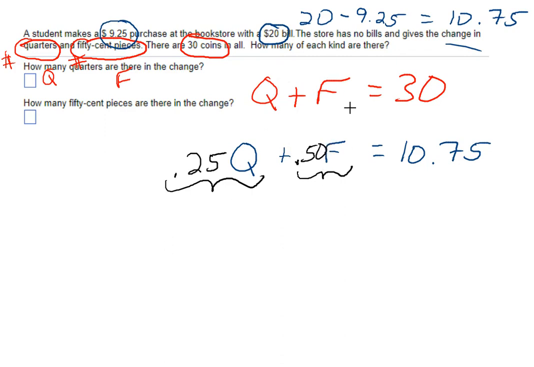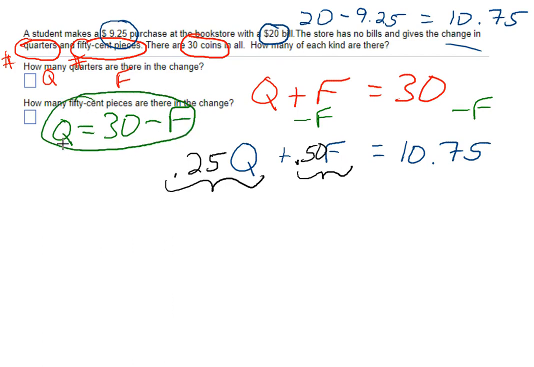Or you could do substitution, which I think is easier here because it's not that hard to solve this top equation for Q or for F. And so I'm just going to go ahead and solve the top equation for Q. It doesn't matter which one. I'll solve it for Q by subtracting F to the other side. And so I'm going to write it over here. Q equals 30 minus F. And then now that I have that top equation solved for Q, I can plug that into the bottom equation.